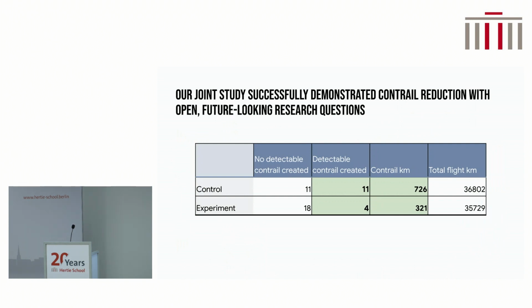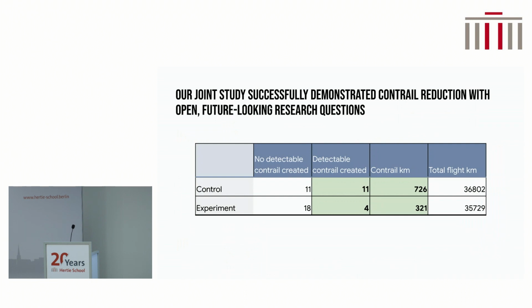So on the control group, we found about 50% of them had contrails. And when we actually said avoid the contrails, we increased that from 11 to 18 and decreased this from 11 to 4. So that's about 54% of the contrails.